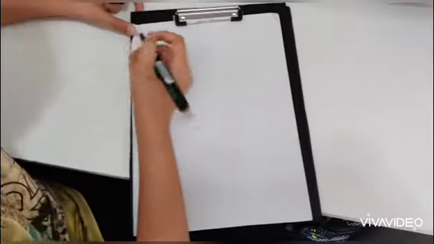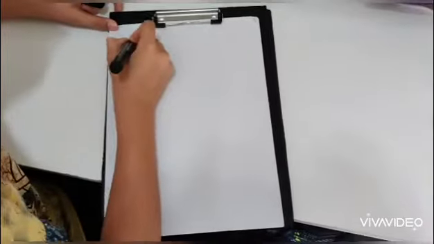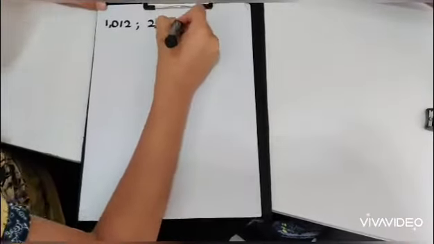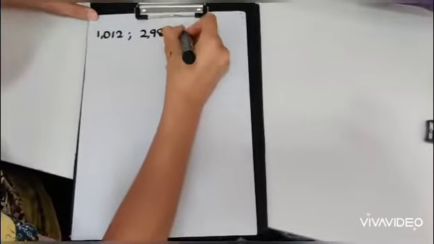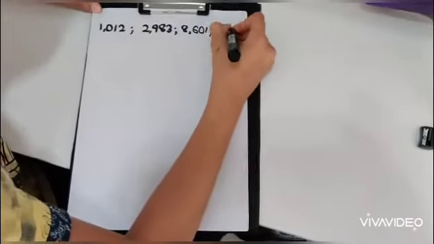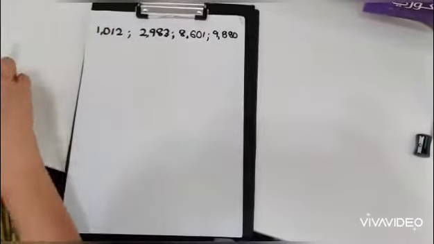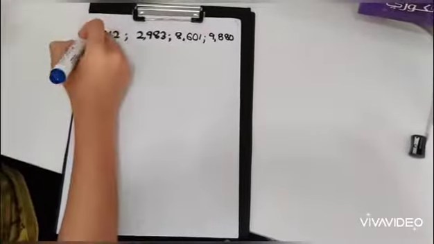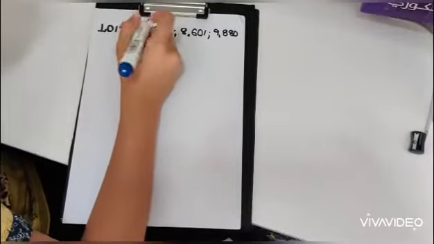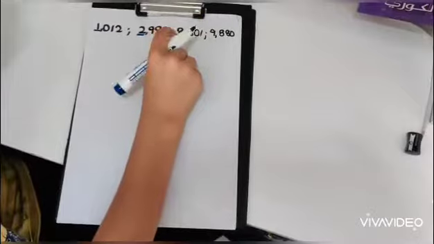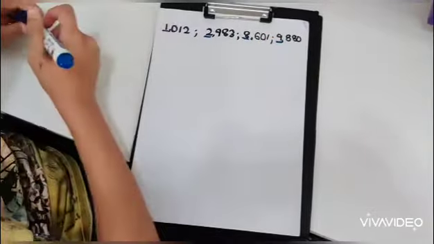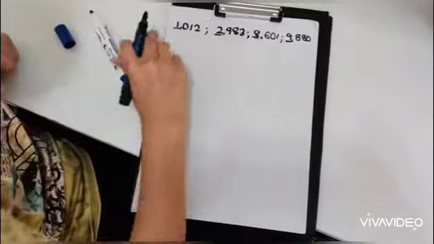So guys, now we'll take, say, four digit numbers. Let's take them randomly, say 1012, 2983, 8601 and 9880. Yeah, so now we need to first of all mark the thousands place in all of these numbers. So 1 is the thousands place of 1012. 2 is the thousands place of 2983. 8 is the thousands place of 8601. Similarly, 9 is the thousands place of 9880.